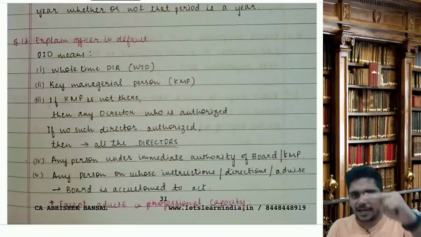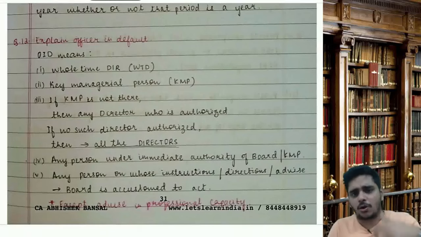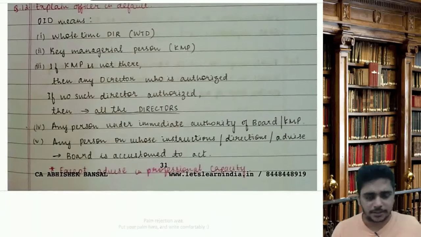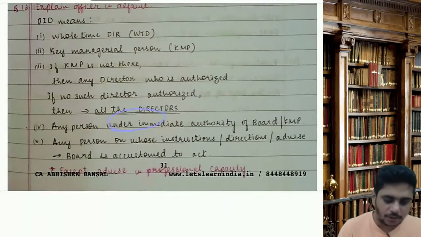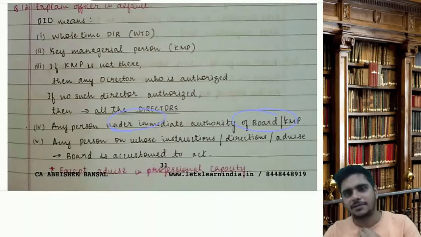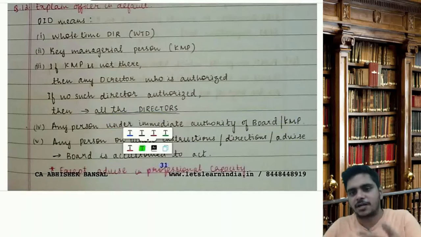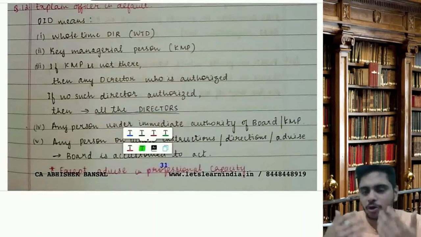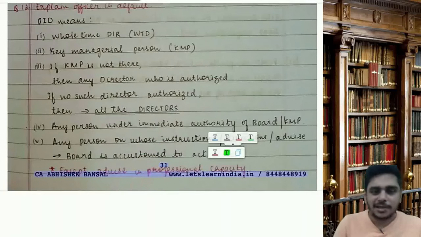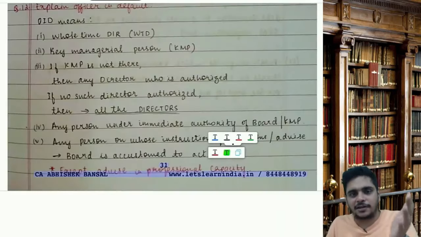Whole time director, KMP. If KMP is not there, then authorized director. If no authorization is there, then all the directors. Then any person under the immediate authority of the board or KMP. Then any person on whose instruction, direction, advice the board is accustomed to act. If a chartered accountant, company secretary, cost accountant or lawyer has given the advice in professional capacity, they are not officer in default because they give advice in professional capacity. Okay, if a normal director is giving instructions, advice, then he is an officer in default.